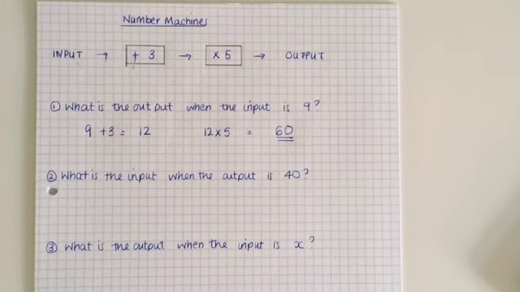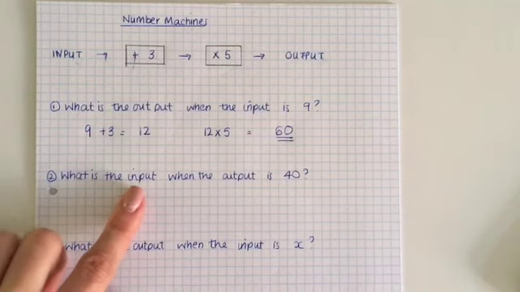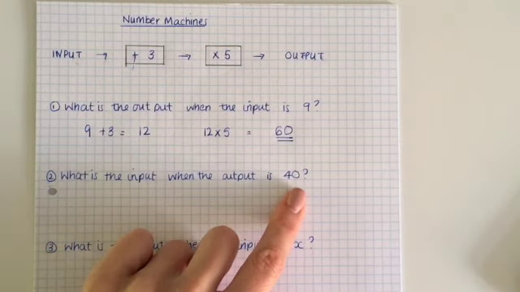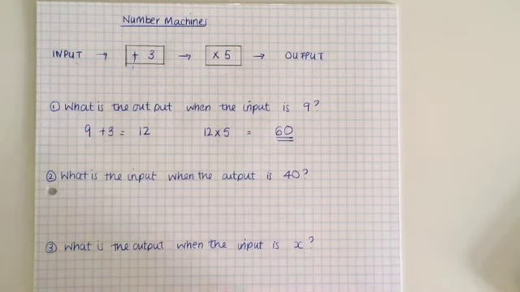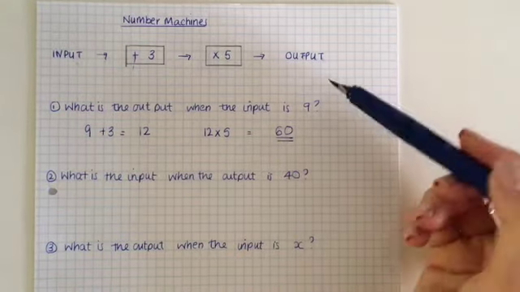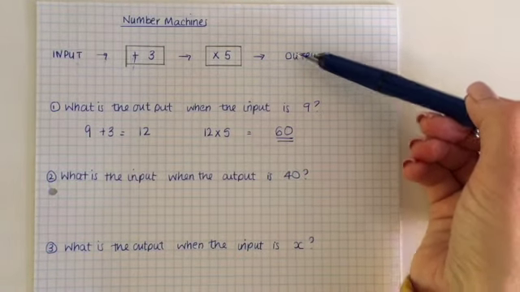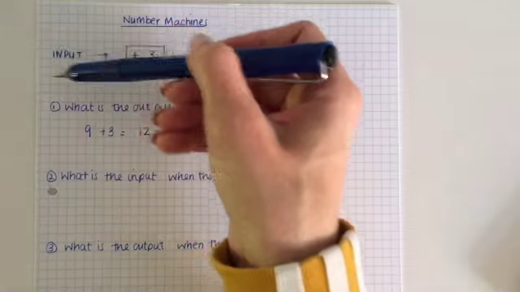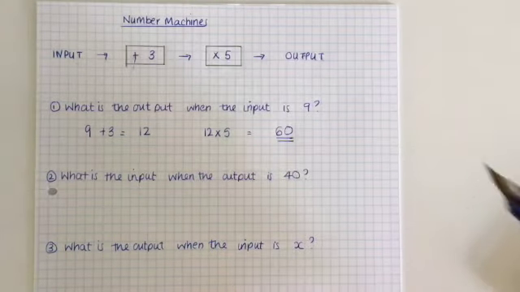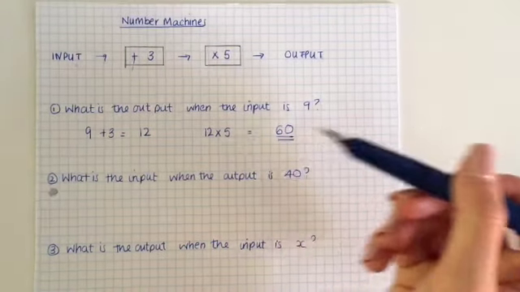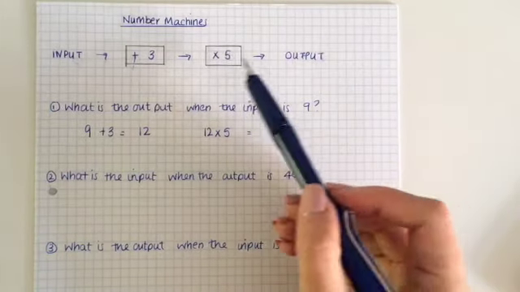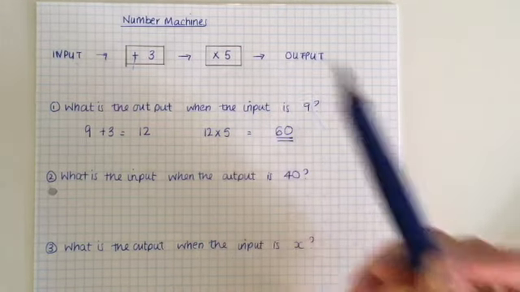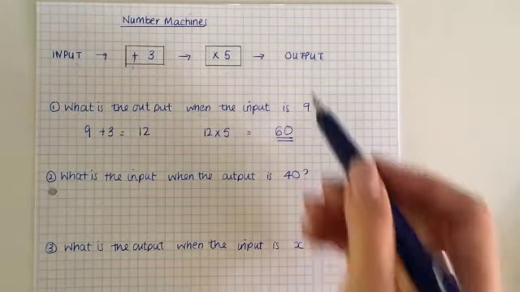The second question is: what is the input when the output is 40? So this is going the opposite way now. I've got the answer, so how can I get to the number that we started with? What you do is you go backwards through the machine, and you do the opposites of what is there, the inverse. Okay, so let's do this.